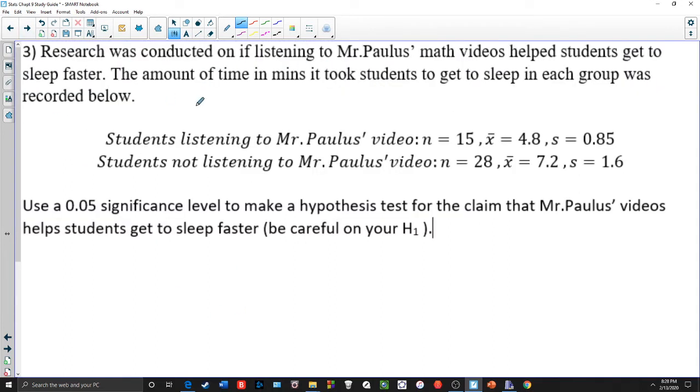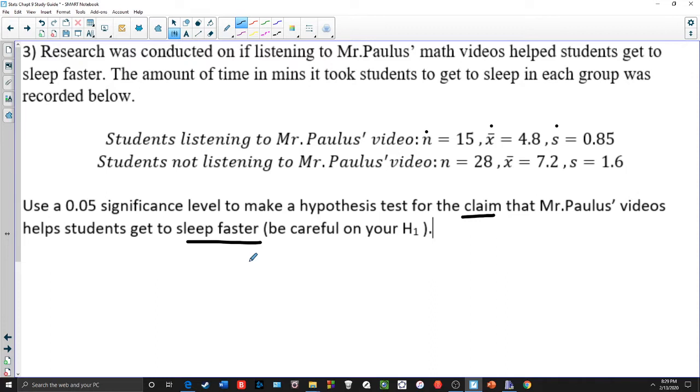In this case here, we got another one. So we have some data here. We have the number, the average, and the deviation. Okay, this is our claim here. So claim, Mr. Paul's videos help students get to sleep faster. So they don't quite tell us an average or a percent or anything, not outright, but we can kind of infer this a little bit.